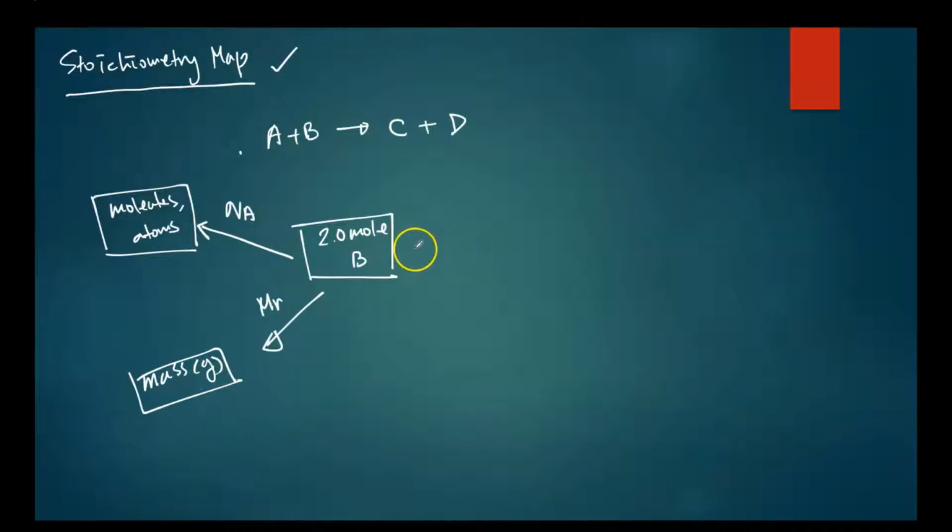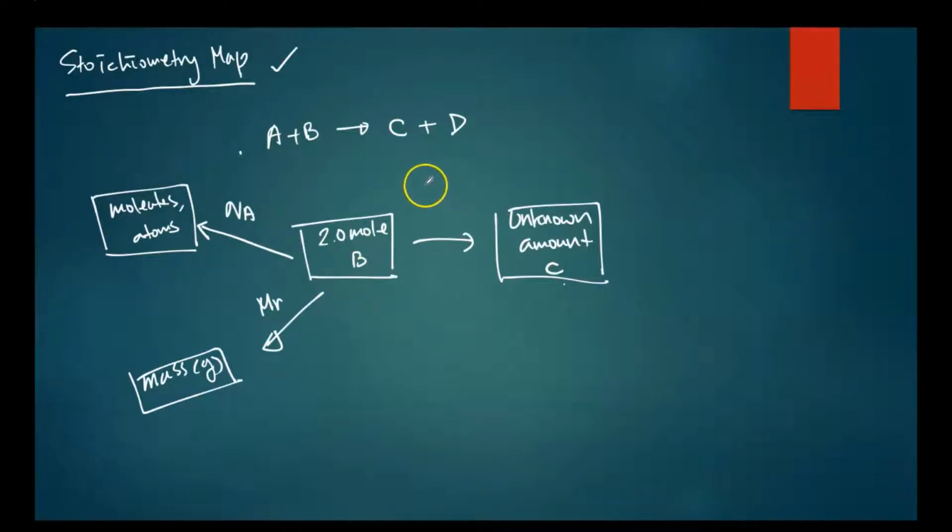And if we want to convert compound B to compound C, let's say we have an unknown amount of compound C. To find the unknown amount of compound C from the known amount of compound B, we need to use the mole ratio to convert it. In this case, let's say we have 1 to 1, so 1 B goes to 1 C. Then in this case it's going to be a 1 to 1 ratio.